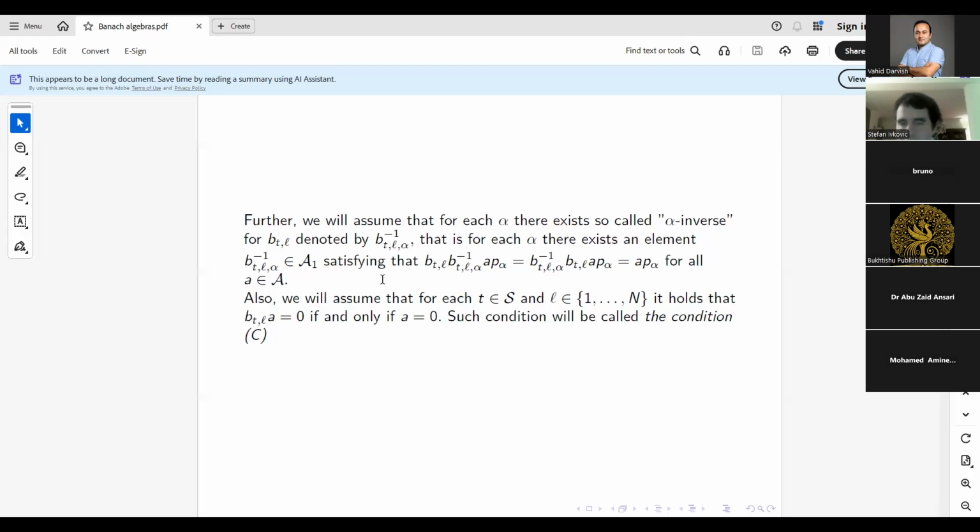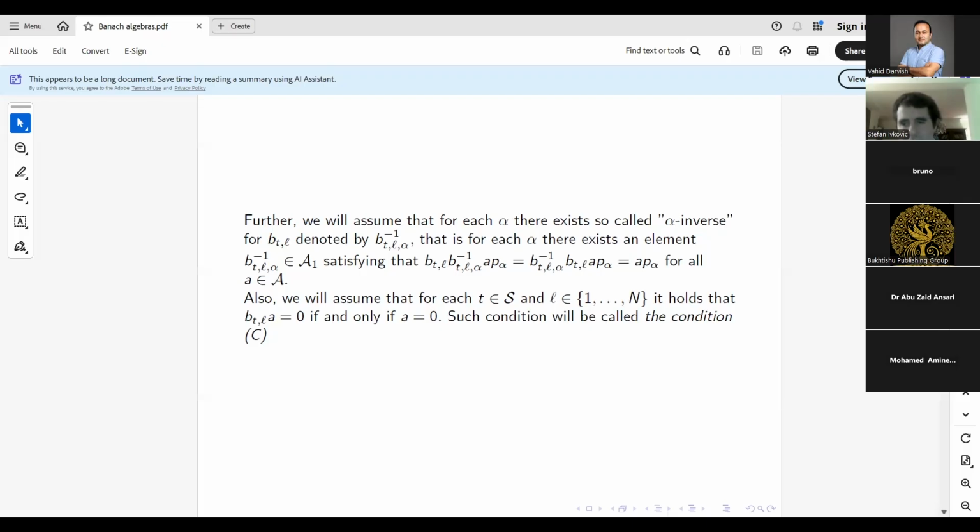But as I said, we want to consider a more general case. And once again, since we want to consider the more general case when A is not invertible, then we will assume that this is true if and only if A is 0. And this is called the condition C.